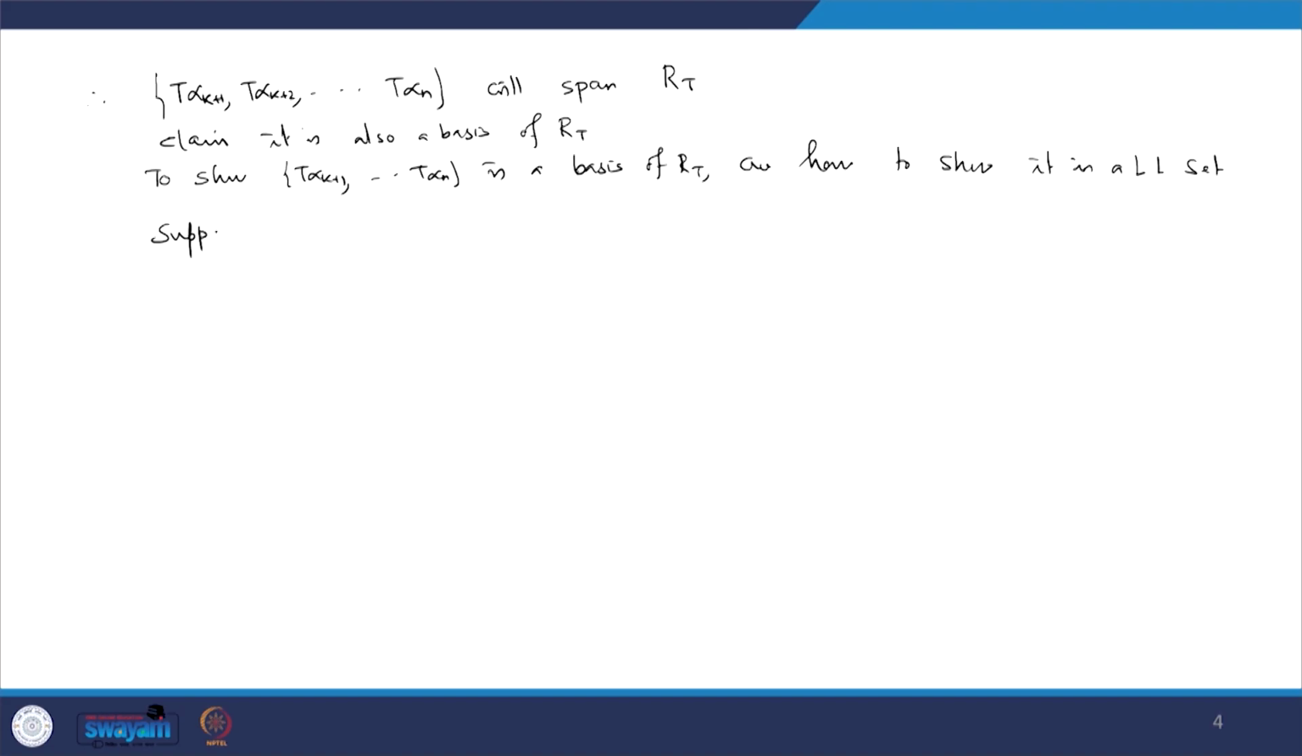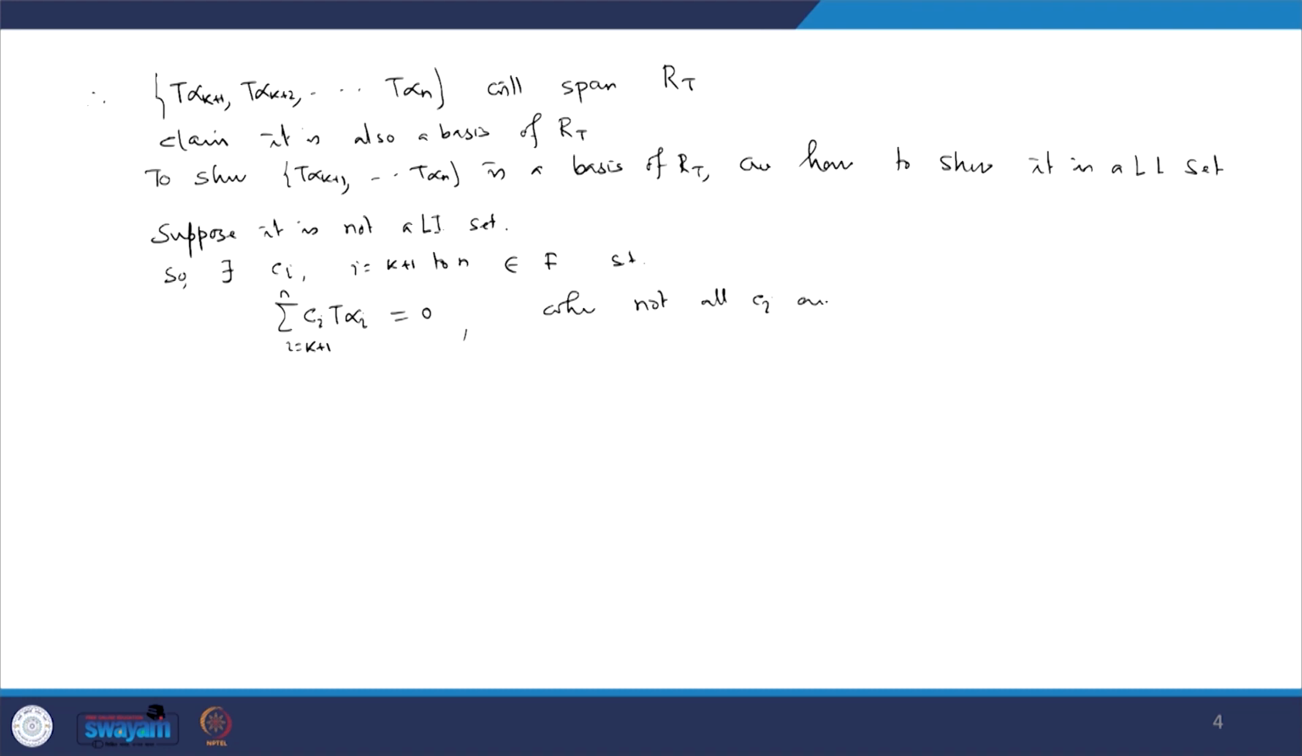Suppose not, suppose it is not a linearly independent set. So, there exist c i, i equal to k plus 1 to n, belonging to your field capital F such that sigma c i T of alpha i, i equal to k plus 1 to n, equal to 0, where not all c i are 0. So, this implies T of sigma c i alpha i equal to 0. This is because from the definition of T only we have this.